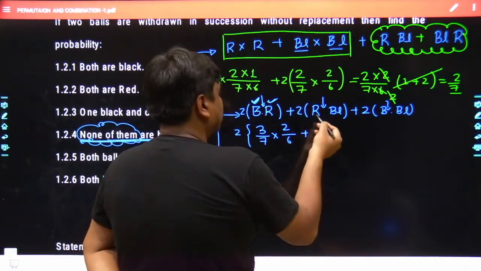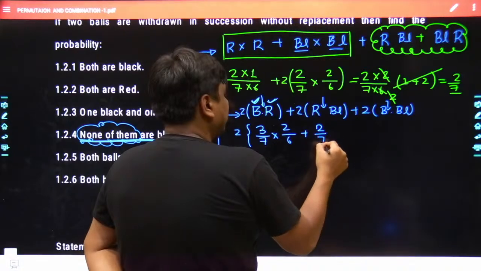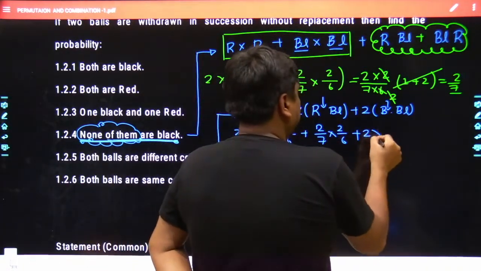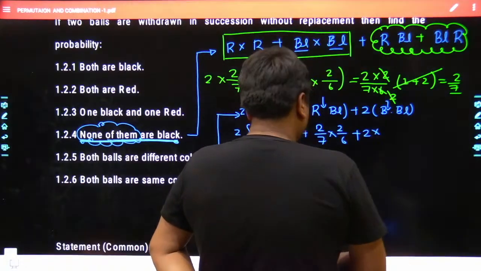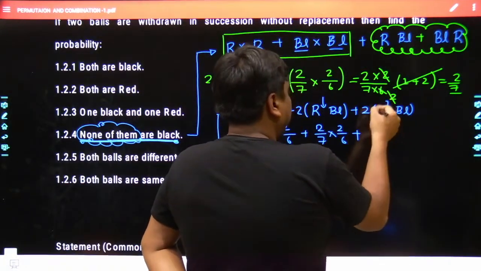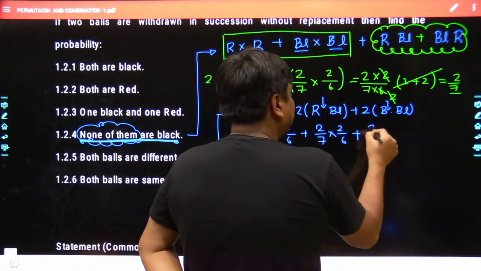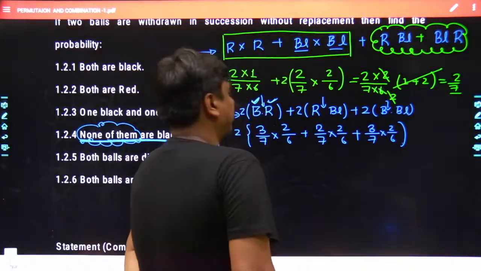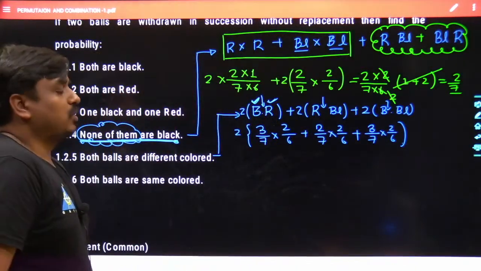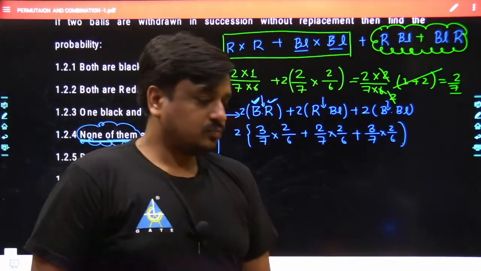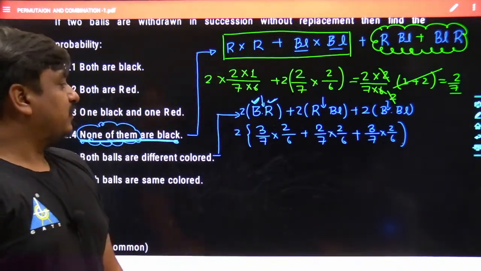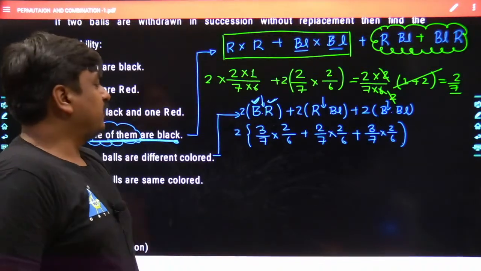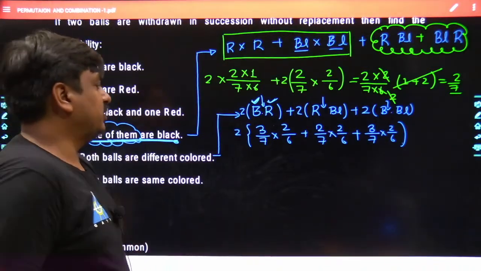Similarly, here how much would it be? It would be 2 divided by 7 into 2 divided by 6, plus 2 into 2, which has already been taken out now so I don't have to take 2 again. And the number of black balls we had was 3 out of 7, and here it becomes 2 divided by 6. The answer you will get after doing all this calculation will be in front of you once you do all of the calculations.